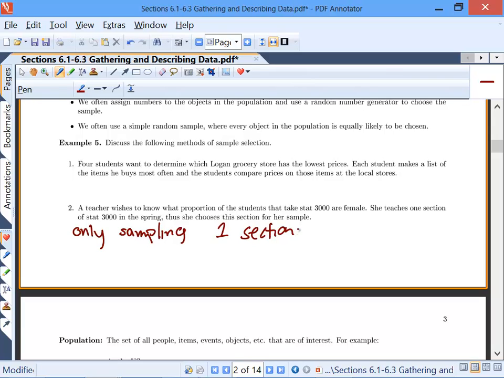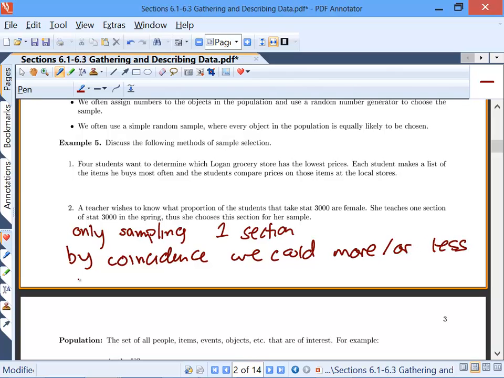And what could happen if she only samples one section? Perhaps that spring there just happens to be a lot of females that sign up for that class. So maybe it's usually like 40%, but that spring it happens to be 80%, just out of a weird coincidence. So is that going to be representative of all students that take Stats 3000? No. So we could say that, by coincidence, we could have more or less females than usual.